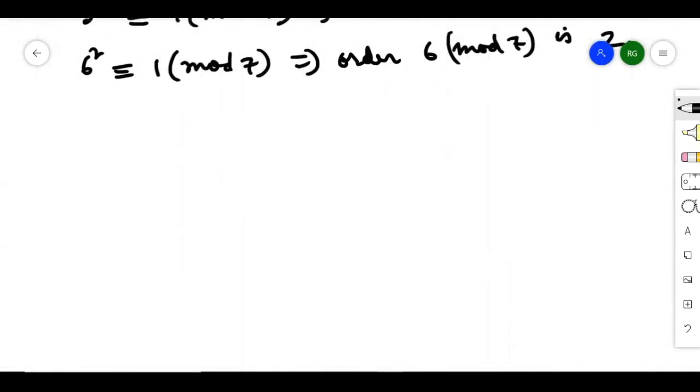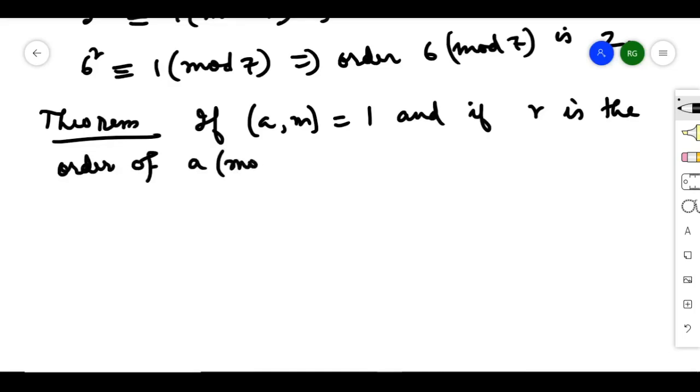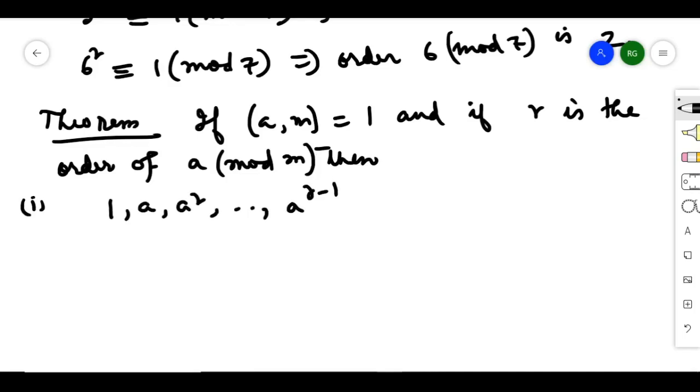Now there is a result on order, so let us discuss it. If a and m are relatively prime, and if r is the order of a mod m, then number 1, 1, a square, up to a to the power r minus 1 are incongruent mod m.